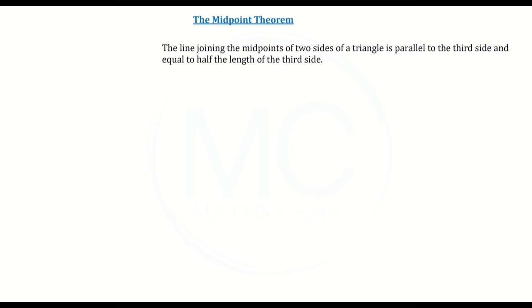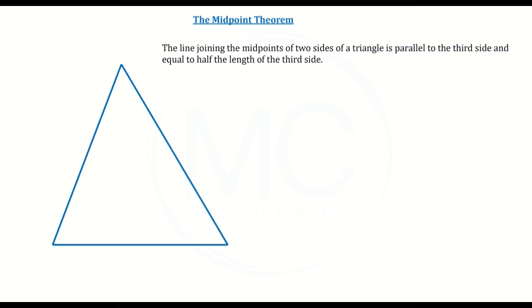Well, let's start by drawing a triangle, and we can name it A, B, C. Now let's plot a point halfway down side AB. Let's call it D. D is the midpoint of AB, so AD is equal to DB. Let's put a small line on AD and a small line on DB to show that they are equal in length.